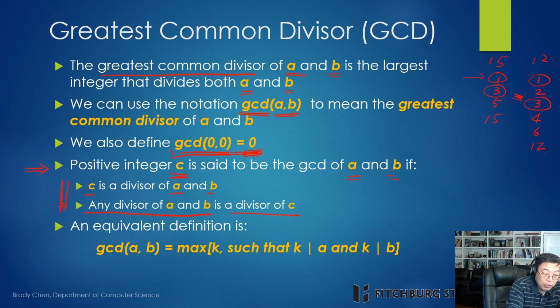Let me say it again. A positive integer c is said to be the greatest common divisor of a and b if, number one, c is a divisor of a and b. Number two, any divisor of a and b is a divisor of c. Then c is the greatest common divisor. When we think about this, it looks like it should be true, right? And it is true. We can actually prove it. But at this moment, we just list this as another definition for the greatest common divisor. So we can use this equivalent definition.